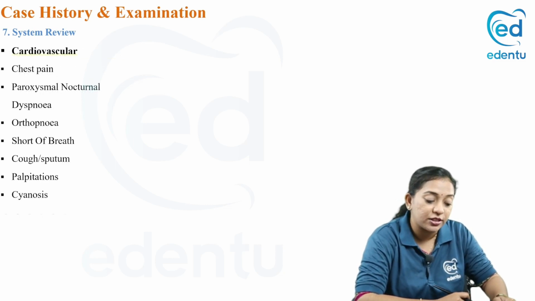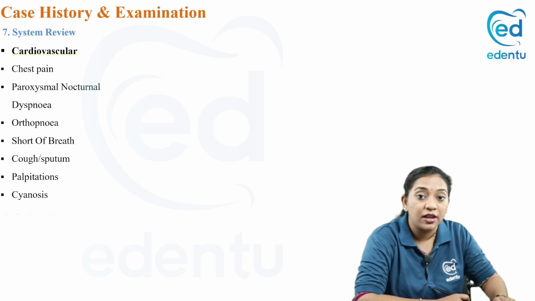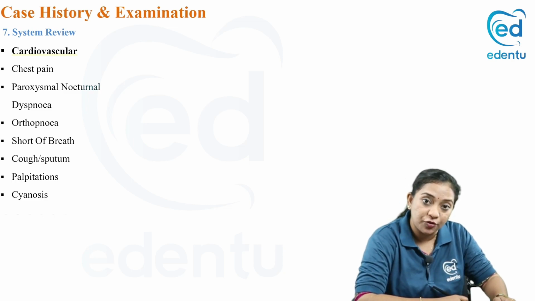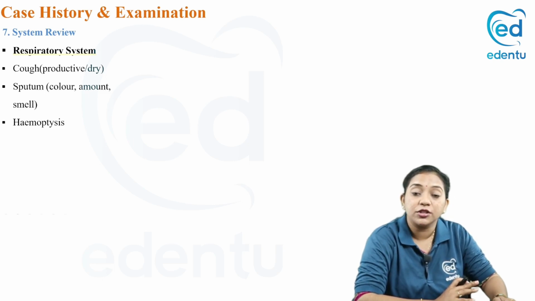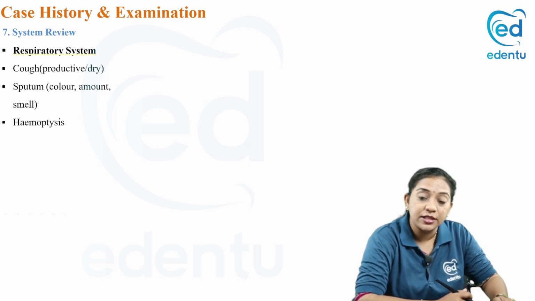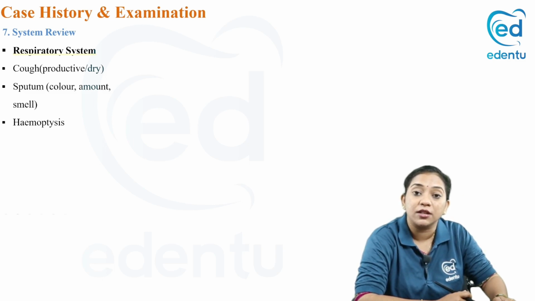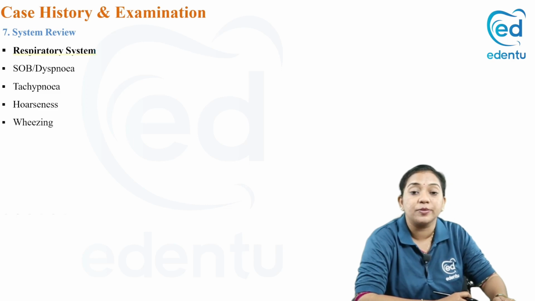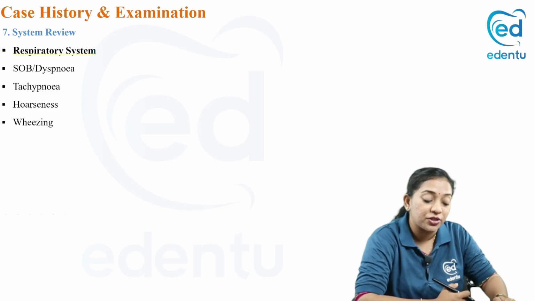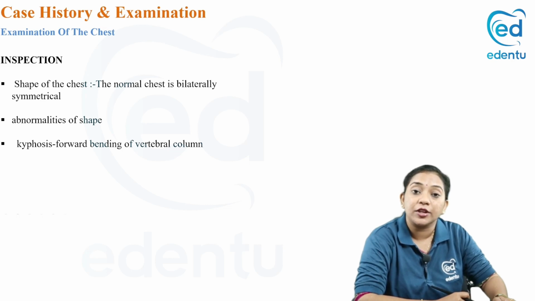Then the cardiovascular system. Does the patient have any type of chest pain, is he dyspneic, that is, not able to breathe properly, does he have shortness of breath, cough, palpitation, or cyanosis? These can all be included in the cardiovascular system. Coming to the respiratory system, again the patient can have cough, sputum discharge, breathlessness, then hemoptysis. Hemoptysis means spitting of blood along with your sputum. Then you can have a wheezing problem or tachypnea if there is an increased respiratory rate. These all come under the respiratory system.